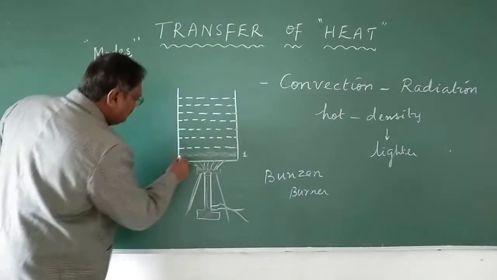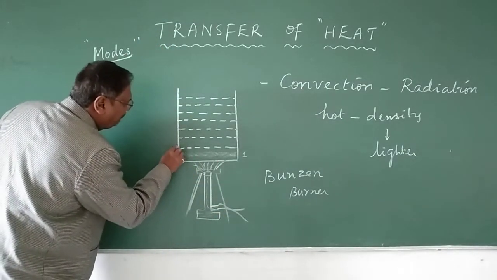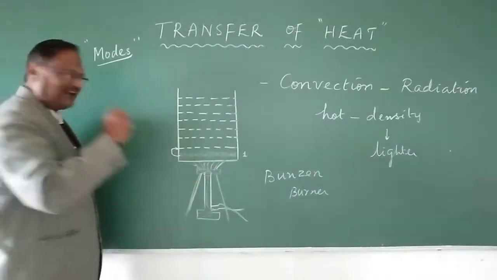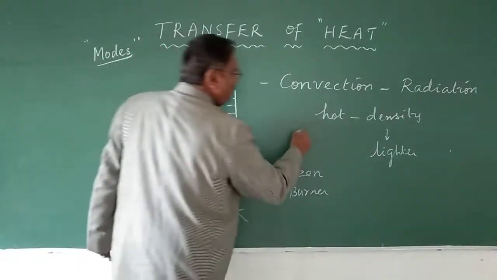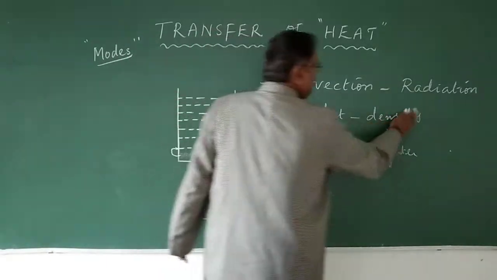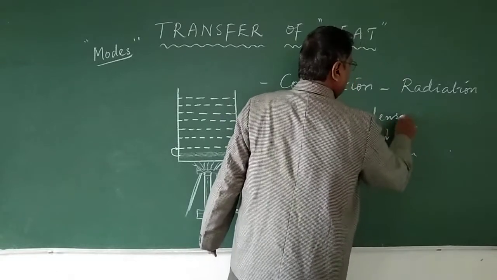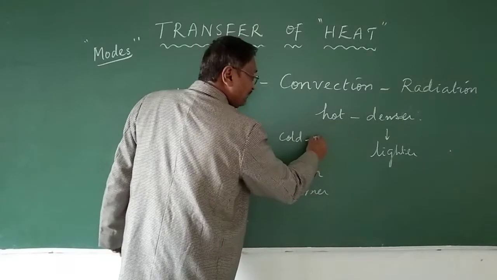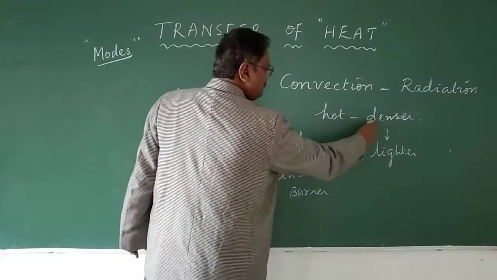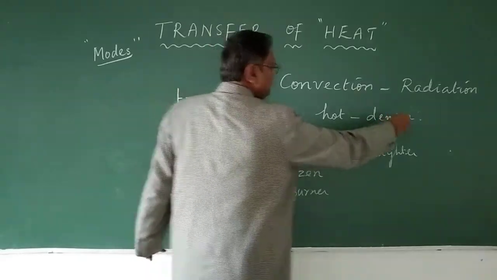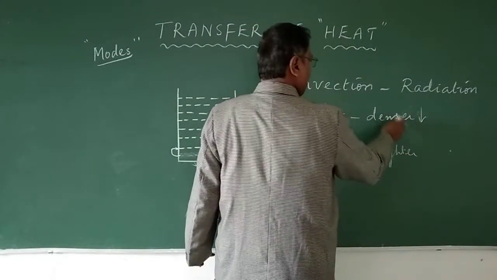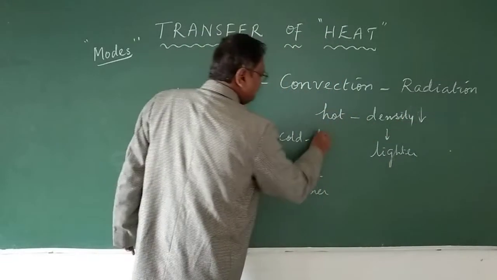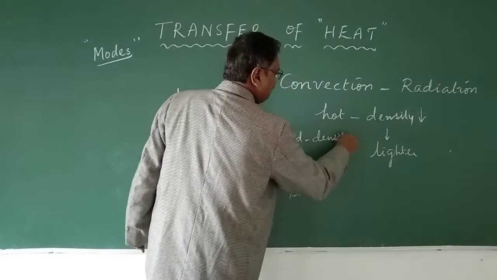So what will happen? This layer will move up because it is lighter. And this layer is cold water. The hot layer is less dense, so its density decreases. The cold layer is heavier, so it has more density.